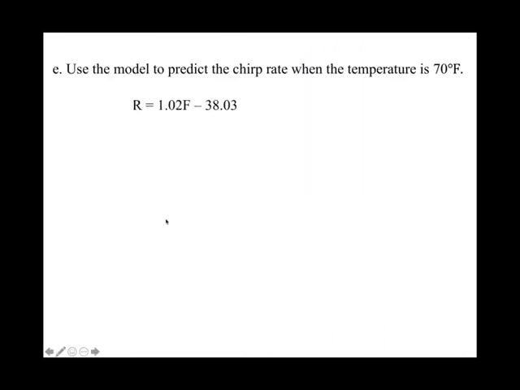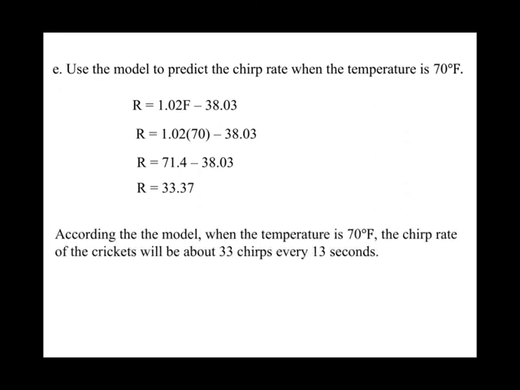Okay, try it with this linear equation. Plug it in, F equals 70. Use the calculator. You should get 33.37. So according to the model, the linear equation, when the temperature is 70 Fahrenheit, the trip rate of the crickets will be about 33 trips every 13 seconds. That's it for section 7.1.